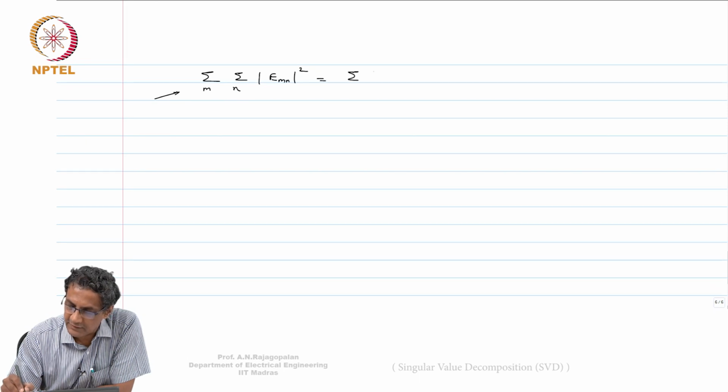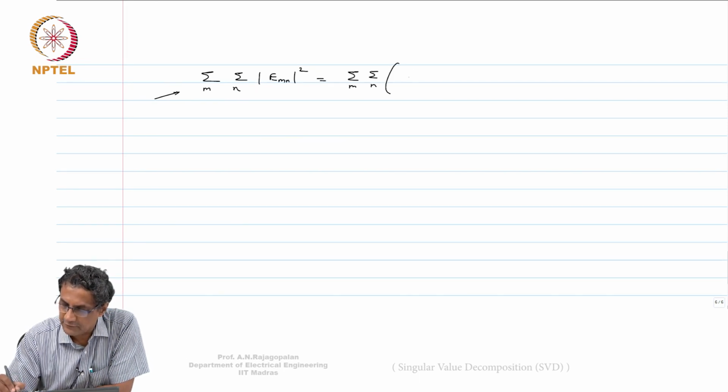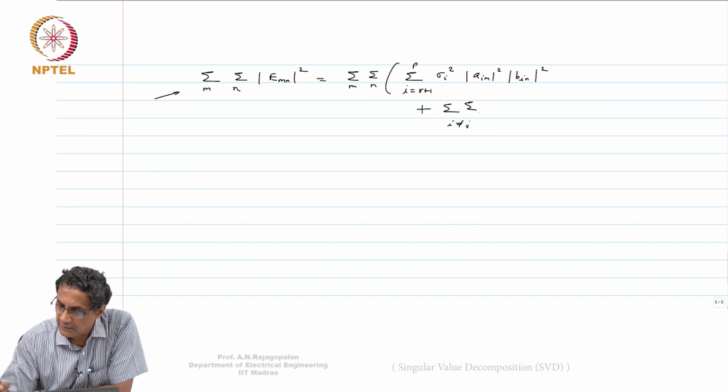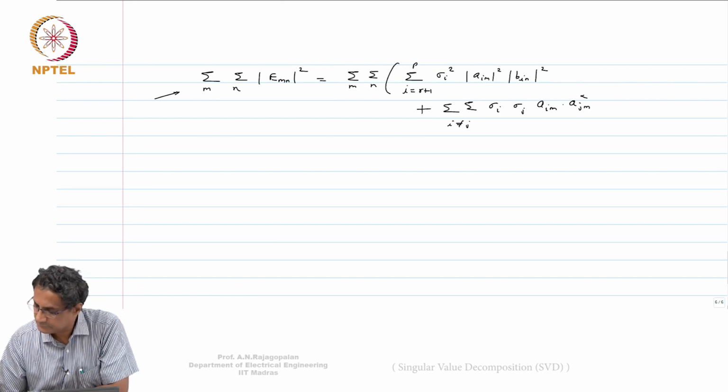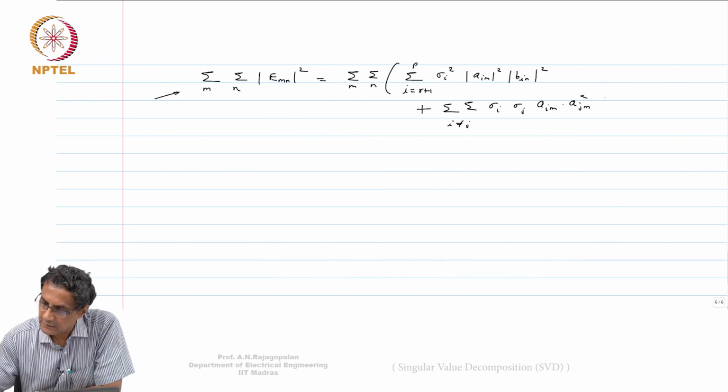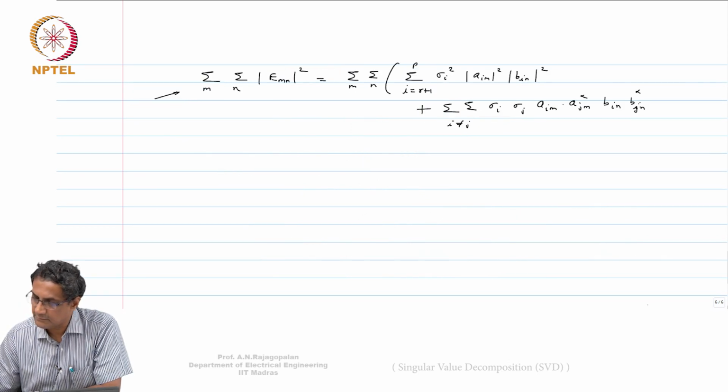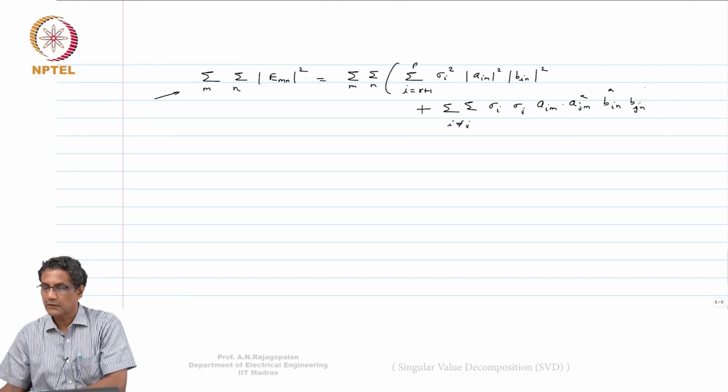So this now will be equal to summation over m, n, and then whatever you had there: summation i equal to r plus 1 to p, sigma i square, then magnitude a_im square, then magnitude b_in square, plus the double sum over i not equal to j, sigma i, sigma j, then a_im, then a_jm star, then b_in star and b_jn. Okay, this is what you had.